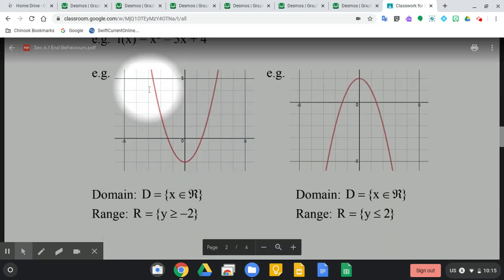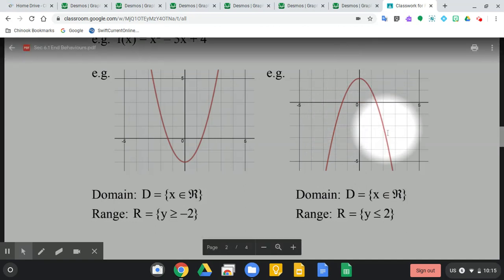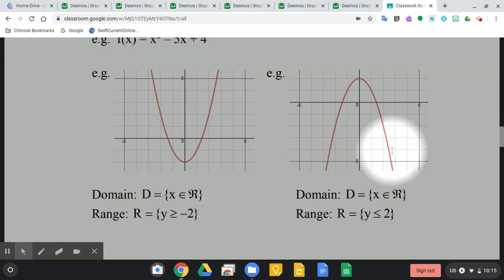If we look at this graph, as I move from left to right, it's decreasing. We get to our vertex and then it turns around and starts to increase. So we refer to this as a turning point. So this parabola has 1 turning point. If I look at this graph, as I move from left to right, it starts in an upward or increasing direction, gets to our vertex, turns around and changes to decreasing. So again, 1 turning point.